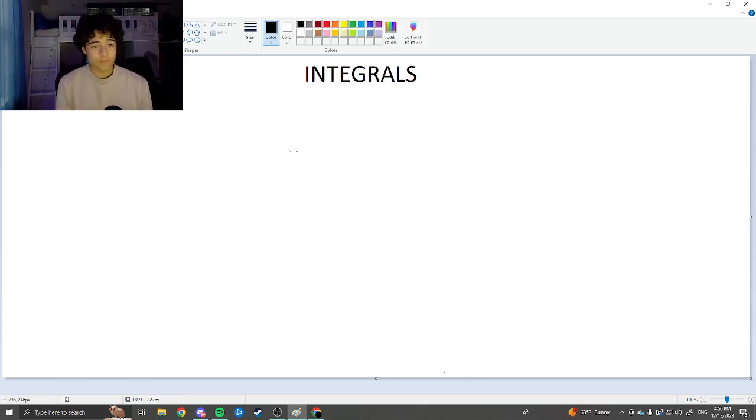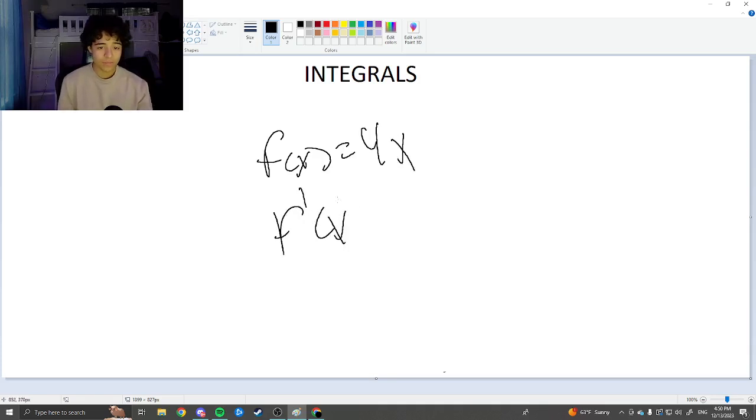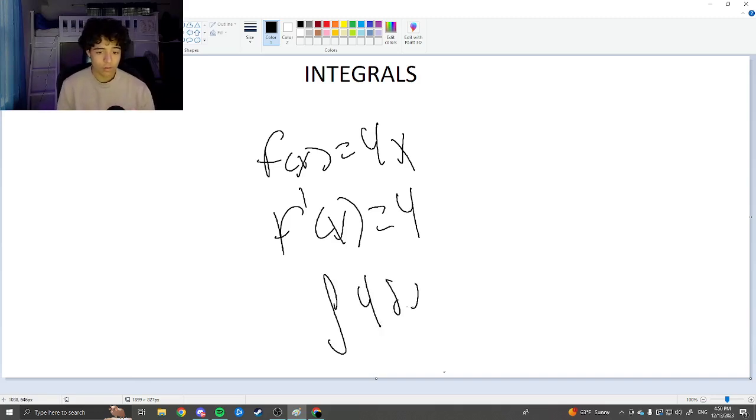Also, when you're deriving something, let's say you're deriving f of x equals 4x, and you derive it, you're going to get f prime of x equals 4. So you see that the derivative, if something is x to the first power, the x just goes away. That means when you're integrating something, let's say you're integrating 4 dx, it's the opposite of this. Anytime you see a constant, when you're integrating, you just add an x to it. So your answer is going to be 4x plus c, because there's no bounds here.